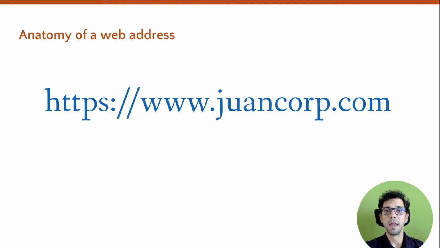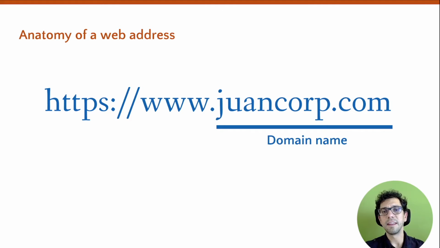https://www.juancorp.com. Now, if I break this down, the domain name would be juancorp.com. Usually that's what you're purchasing when you're buying a domain name, juancorp.com, .net, .org, .io, whatever. But you're buying that portion. That's your domain name. The rest is broken down into other titles.